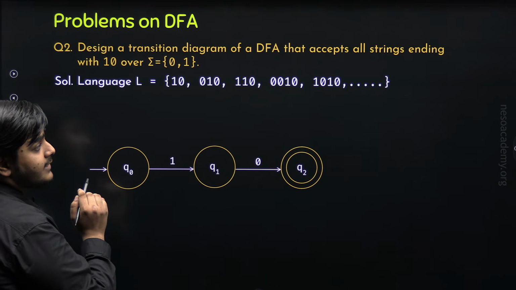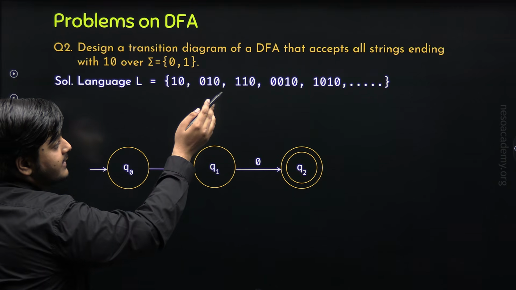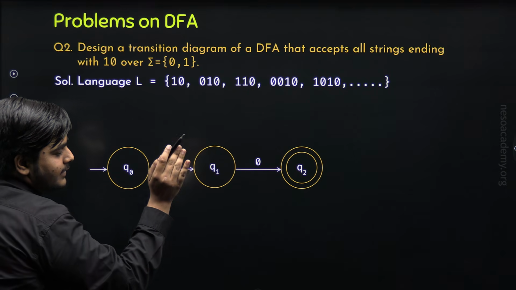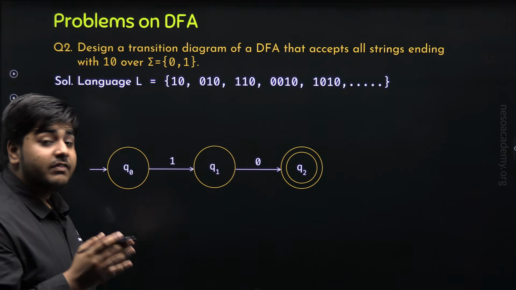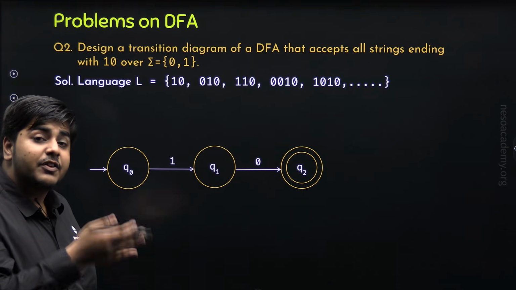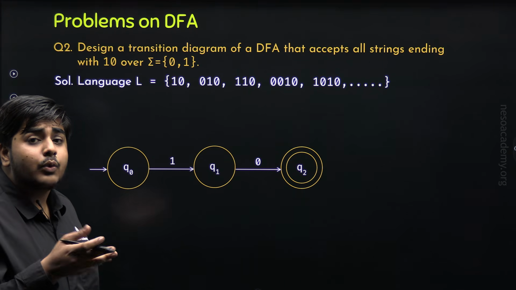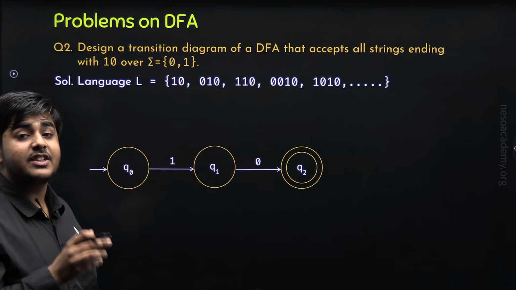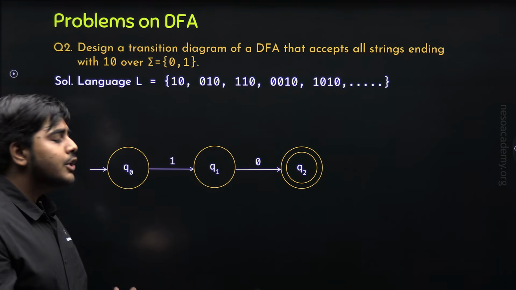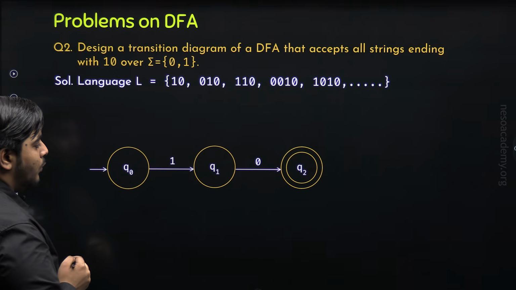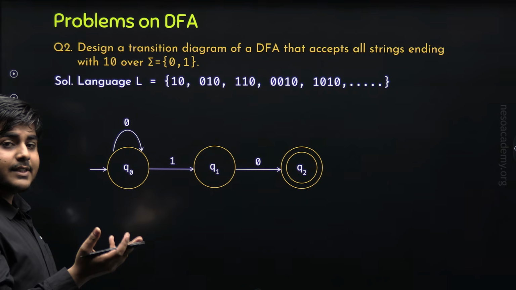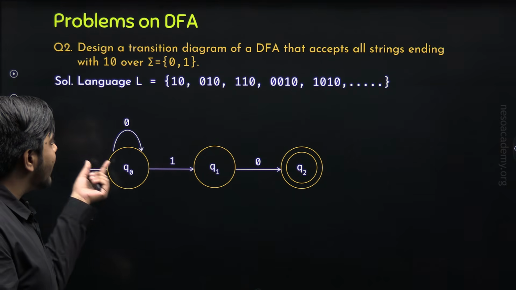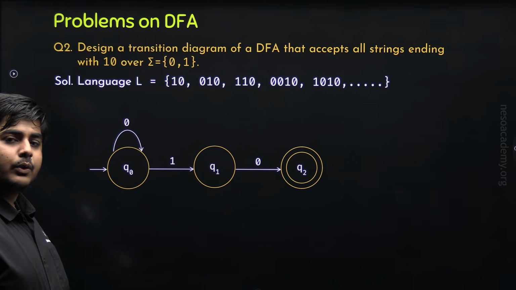In the question, we can see that our DFA should accept all the strings ending with 10. So if the string is ending with 10, we can have any number of zeros before that. It doesn't matter what comes before 10 if the string is ending with 10. So I will simply create a self loop of the symbol 0 over the state Q0. In this way, we have completed both the transitions for the state Q0.